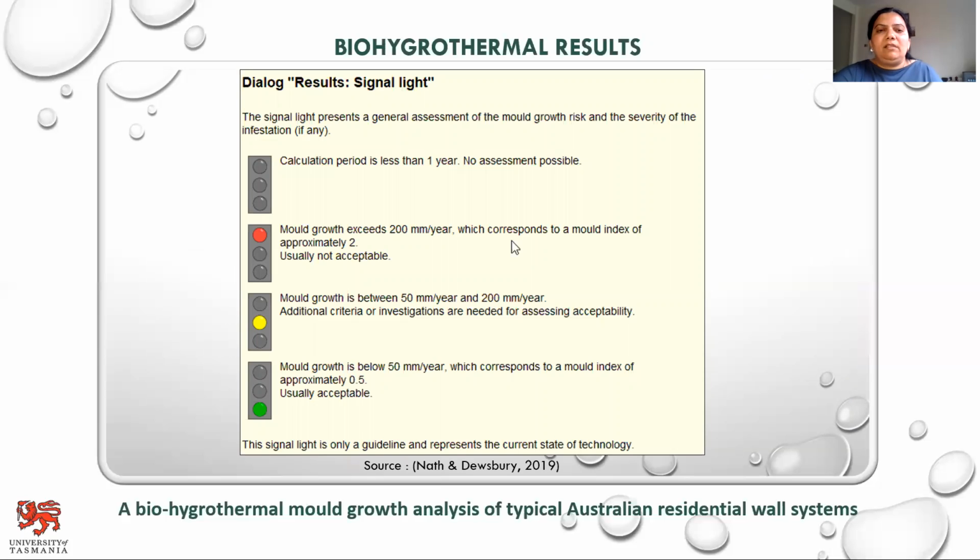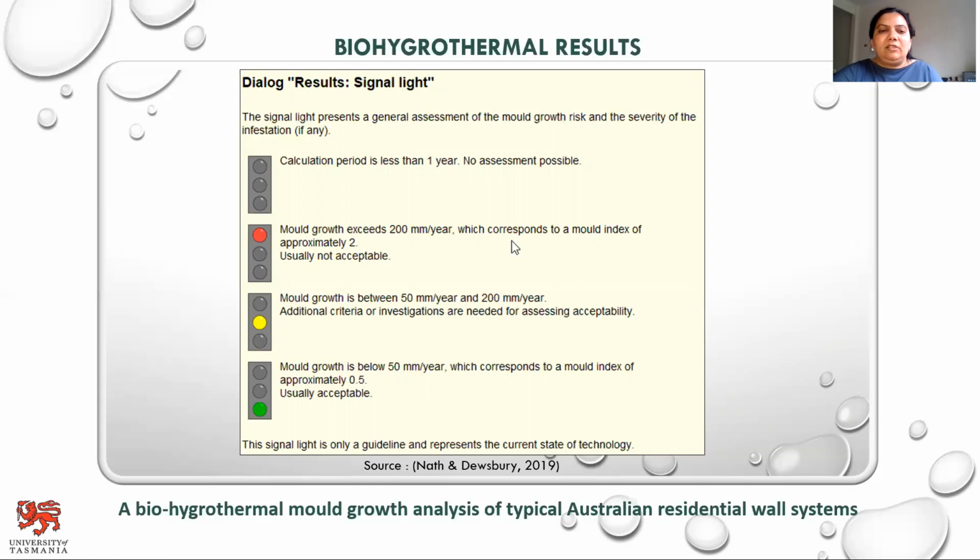The bio-hygrothermal results shown in WUFI VTT are in the form of a traffic light classification. When the calculation period is less than 1 year, we do not achieve any results, so the calculation period has to be more than a year to attain the results. When the results are shown in red, the mold growth exceeds 200 millimeters per year. This corresponds to a mold index of approximately 2. These results are usually not acceptable.